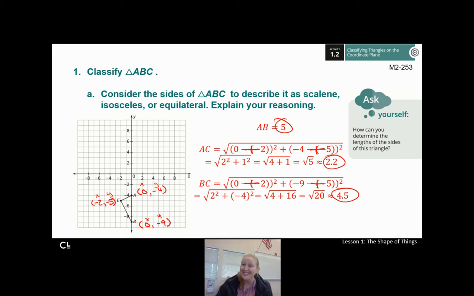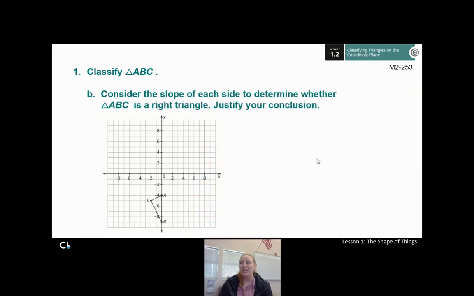Which means our triangle is scaling. Yay. All right. What about the angles though? We said you could also classify a triangle by its angles. That sounds to me like you need to find the slope for each of these lines. So go ahead and find the slope for each of these lines to try to figure out whether or not this is a right triangle.